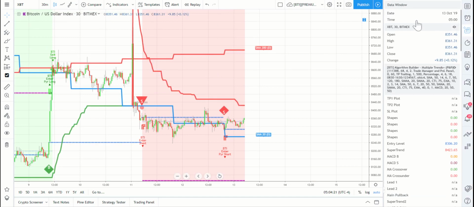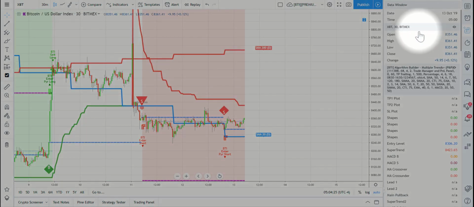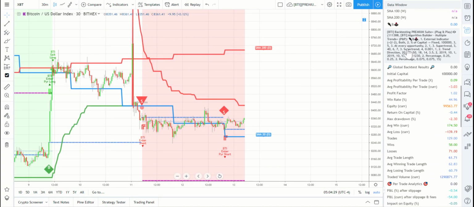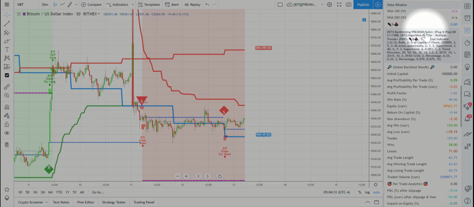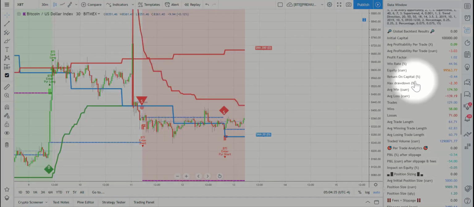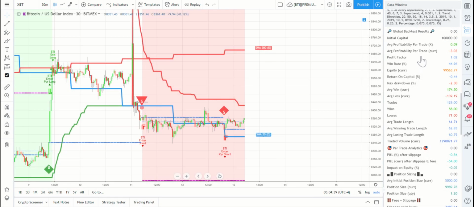Step 1. Click on the data window icon in the right vertical bar on TradingView. Step 2. Scroll down until you'll see the data below BTI Backtesting Premium Suite. Good job! Your work is now done. The BTI Backtest Suite, Pro and Premium, offer way more analytics than the native TradingView strategy engine. Are you ready for some magic?